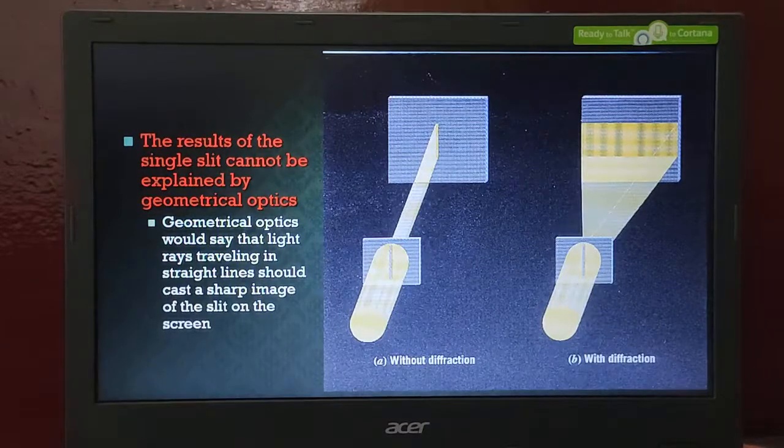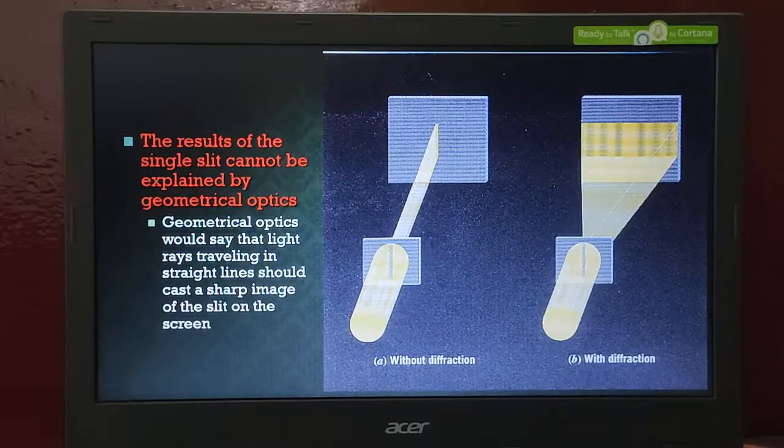What we are studying right now is wave optics. Earlier there was a chapter called ray optics, or we also call that geometrical optics. But in the case of geometrical optics, if the light ray is passing through a slit, we will get only a straight line. There will be no bending of light. We can see that in our figure A, that is without diffraction.